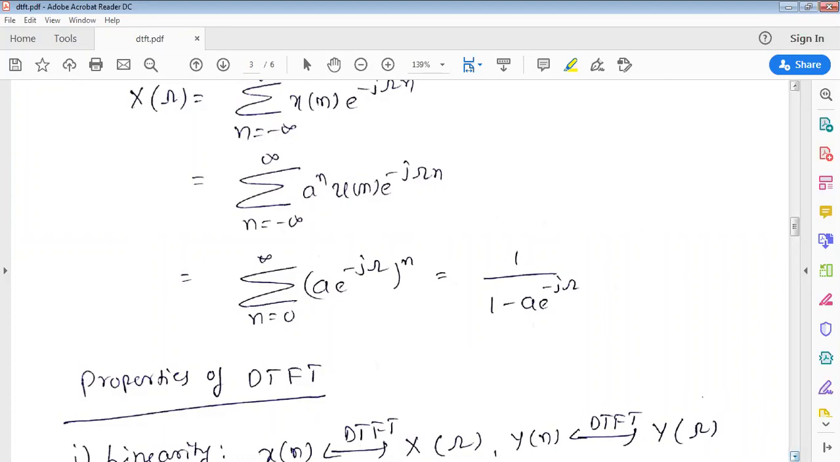Did you understand this one? Any doubt here? Are you able to follow? Did you follow this step? Any doubt here?